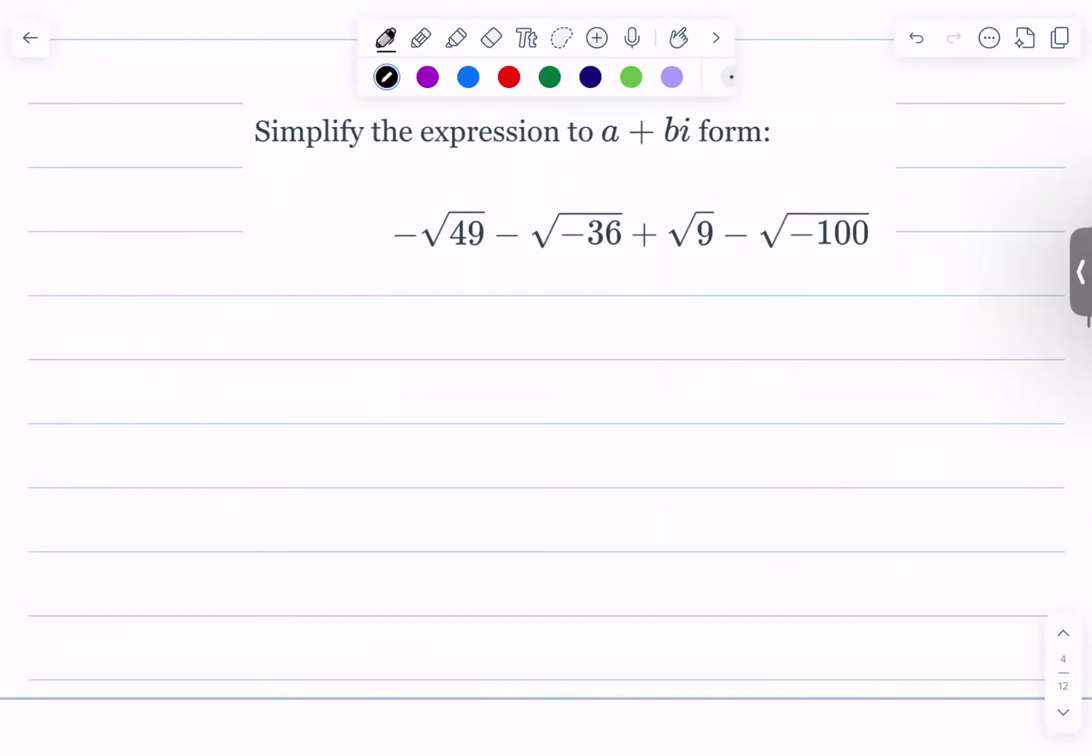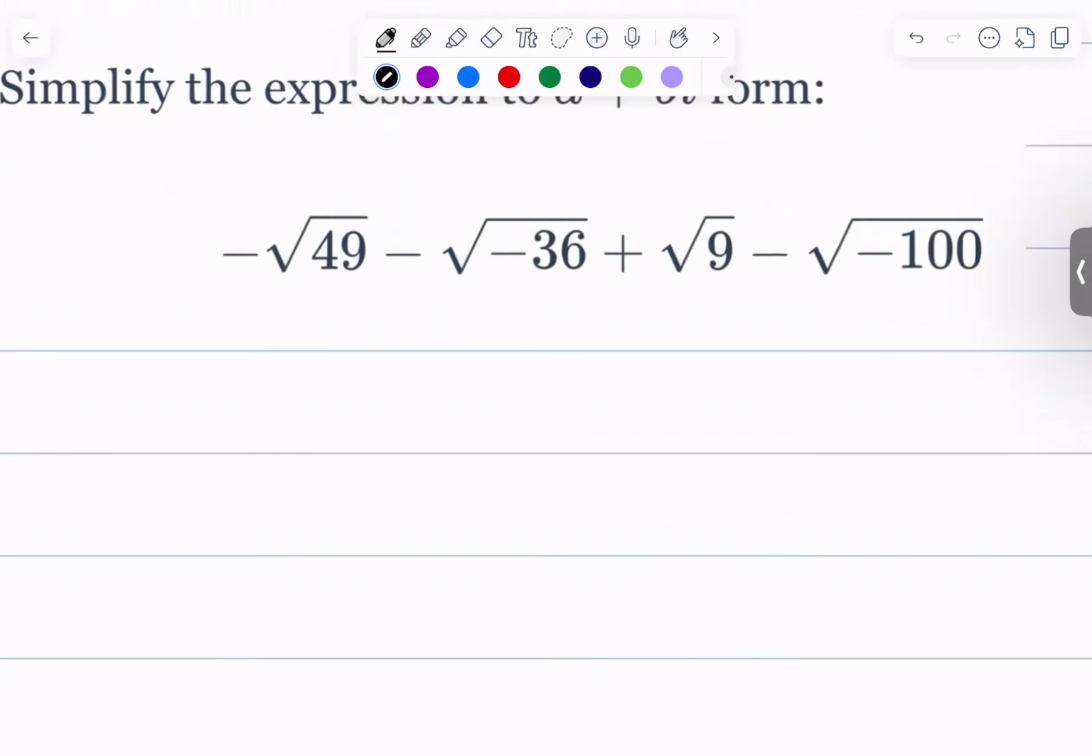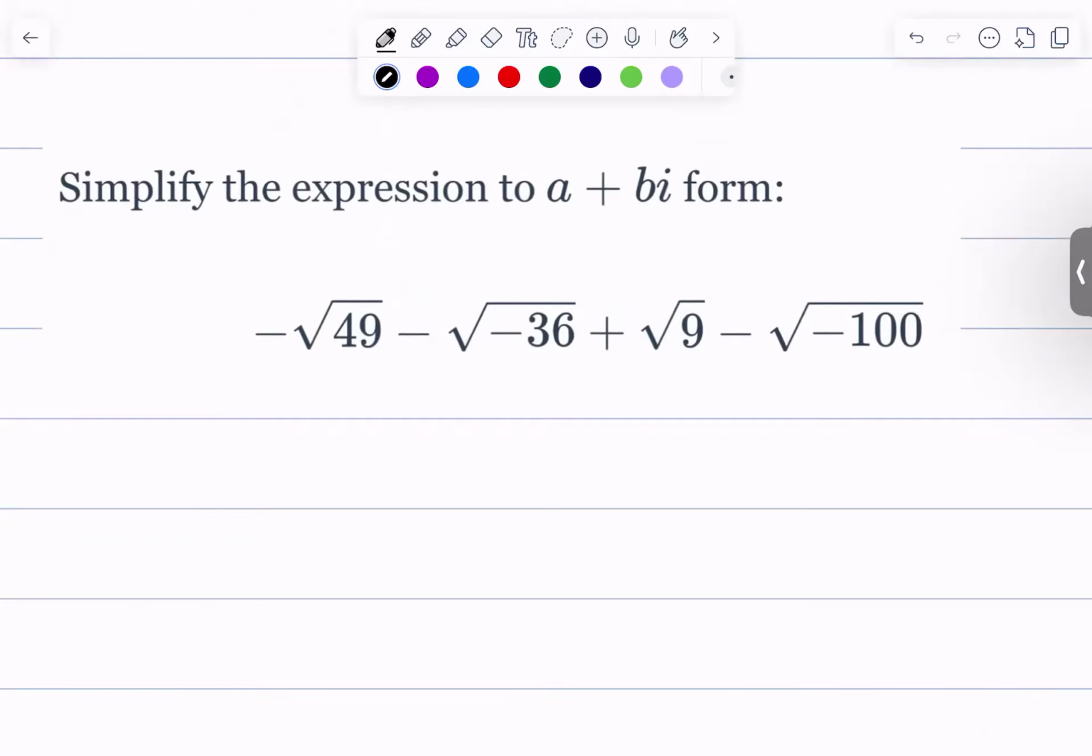Now, this example here looks difficult, but it's not. Okay? We're going to simplify the expression to a plus bi form. Take each square root and simplify it. So what is the square root of 49? 7. So this negative comes down. Negative. Square root of 49 is 7. Right? This negative comes down.